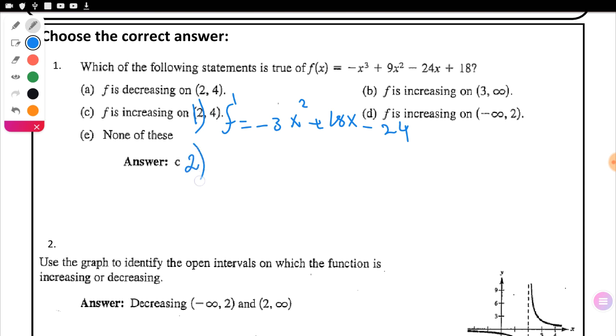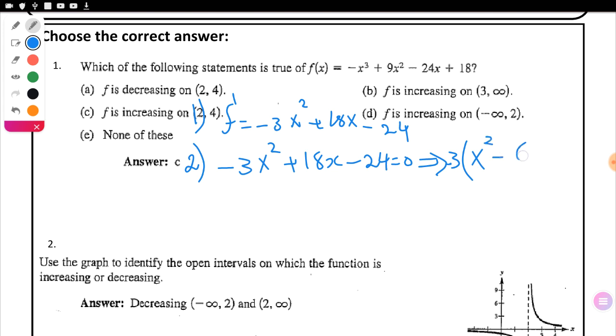Second step, by setting the value of the first derivative equal to what? 0. Negative 3x squared plus 18x minus 24 equals 0. By factorizing, take what? 3 as a common factor. Negative 3. Take negative 3. So it will be x squared minus 6x plus 8.